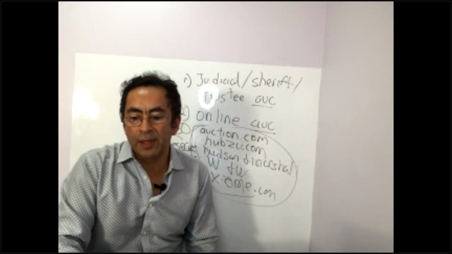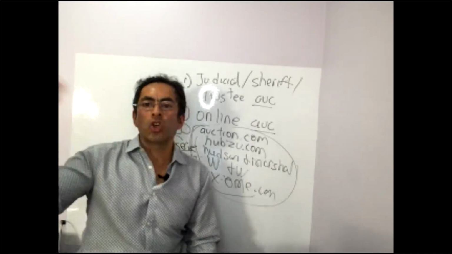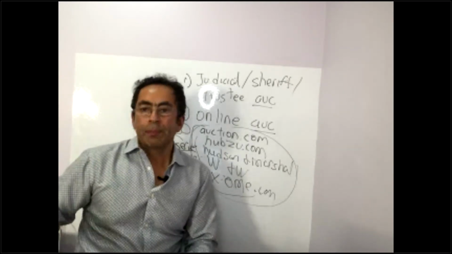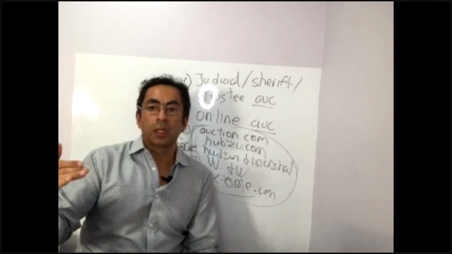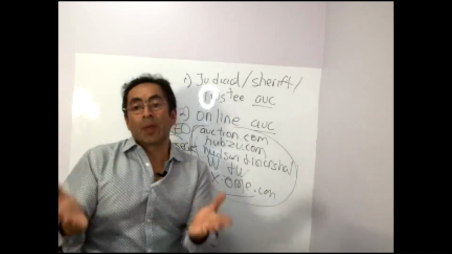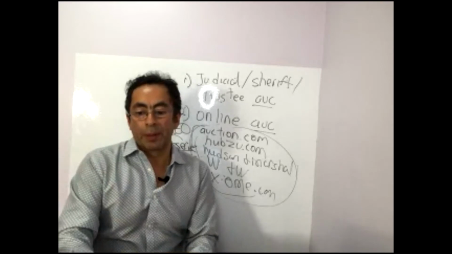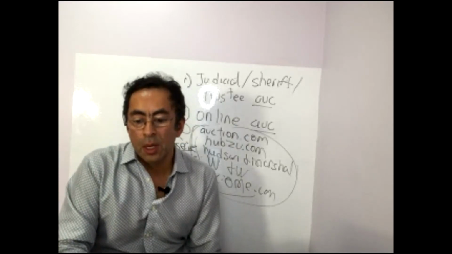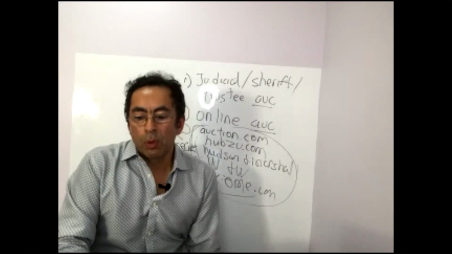How do you identify the two agents in charge of the property? Okay, so in auction.com, they might give you the broker's contact information, or they may not have a broker assigned to the property.